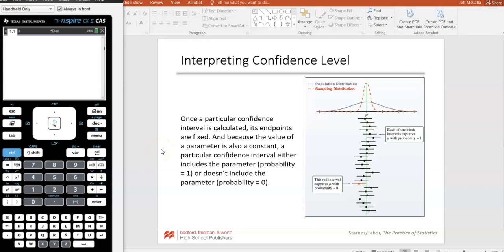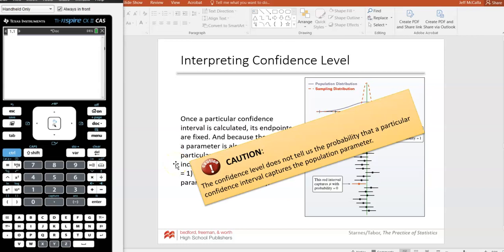Once you've calculated your particular confidence interval, it either includes the actual mean or it doesn't. So we don't really know, but we're 95% confident it does. The confidence level does not tell us the probability that a particular confidence interval captures the population parameter.